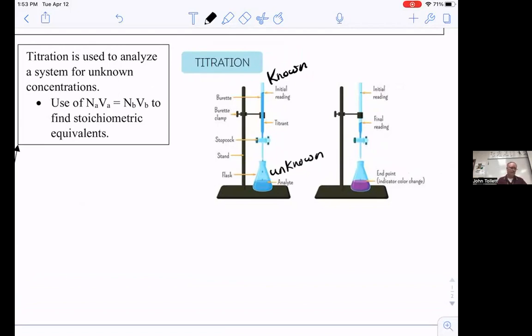It can be reversed. You can certainly do stoichiometry, or you could use NaVa = NbVb. NaVa = NbVb is a little bit easier. Do not write M1V1 = M2V2. It is not a dilution. You're adding two things together, actually.